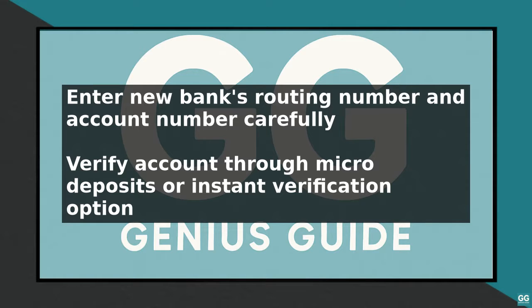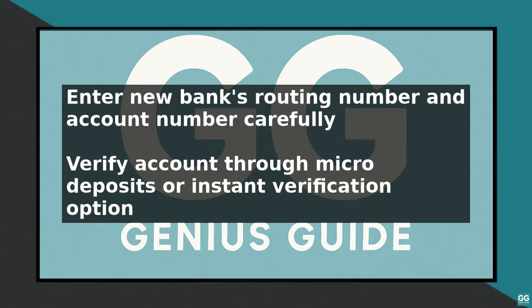After you enter your bank information, Venmo may ask you to verify your account. This is a security measure to ensure that you are the owner of the bank account. To verify, you can either wait for micro deposits to be made to your account, which you will then need to confirm, or you can use the instant verification option if it is available for your bank.